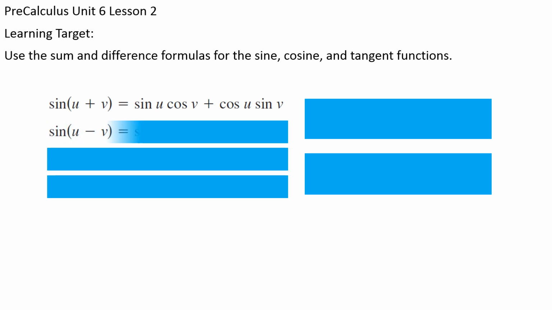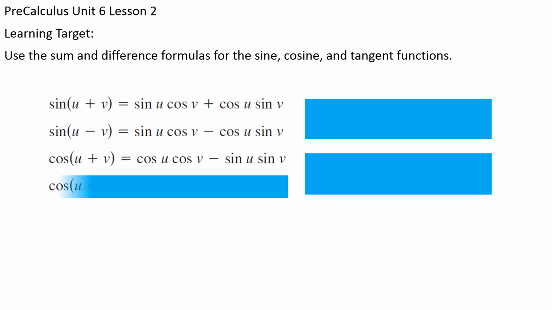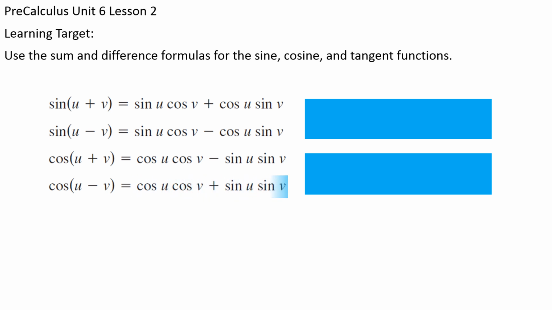Sine of u minus v. Gotta do the minus first. Sine u cosine v minus cosine u sine v. Now we can get into cosine. Cosine of u plus v, cosine u cosine v minus sine u sine v. Of course, now we gotta do cosine of u minus v, which of course will be cosine u cosine v plus sine u sine v. Those four are actually quite easy to memorize.